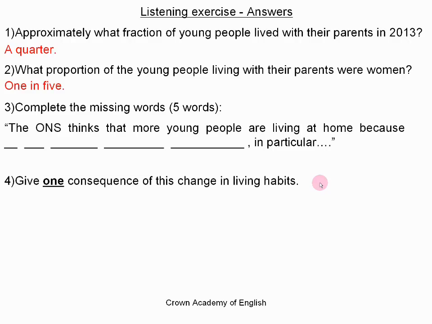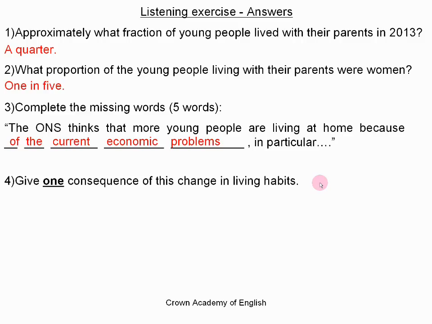And question 3, I wanted you to find the missing 5 words in the sentence. And the answer is the ONS thinks that more young people are living at home because of the current economic problems. Okay? Because of the current economic problems.